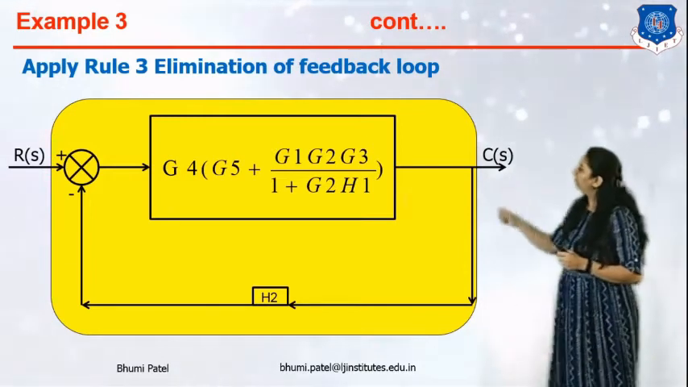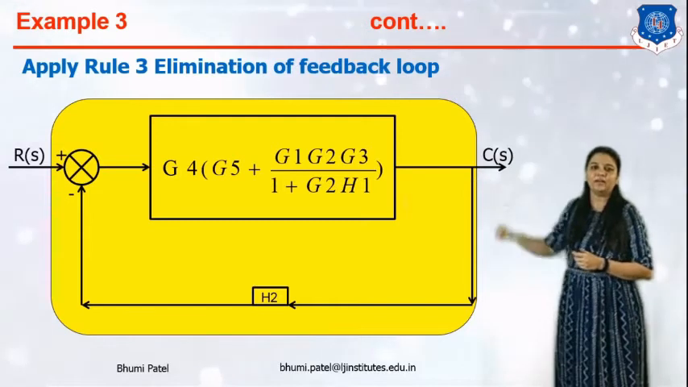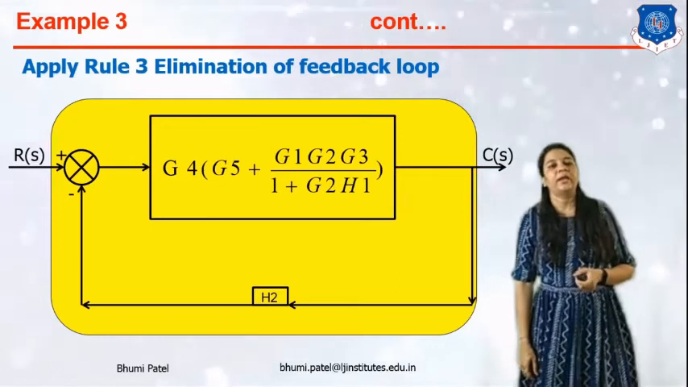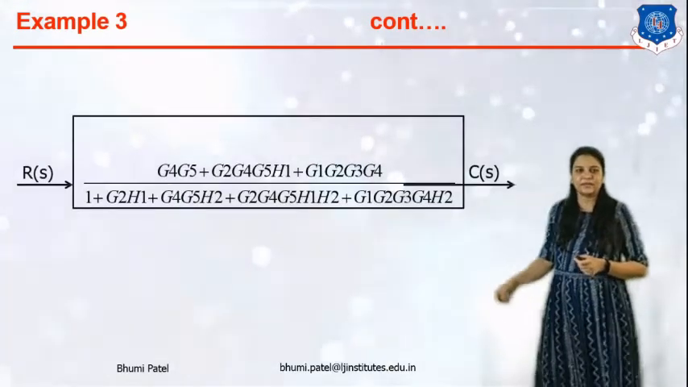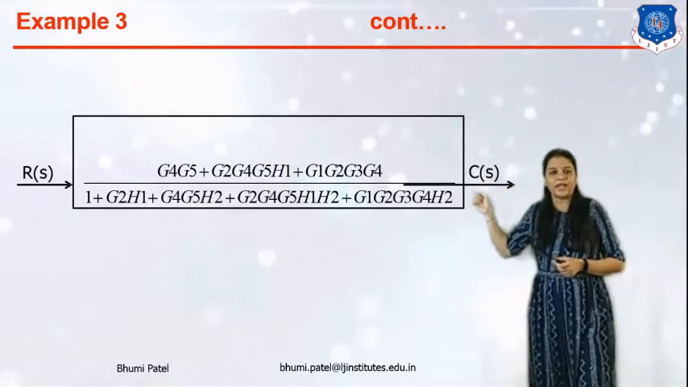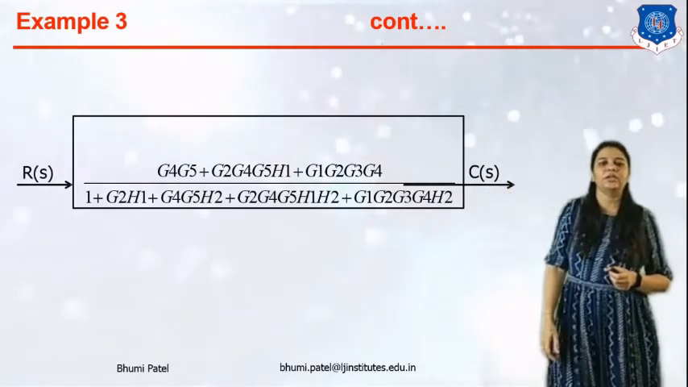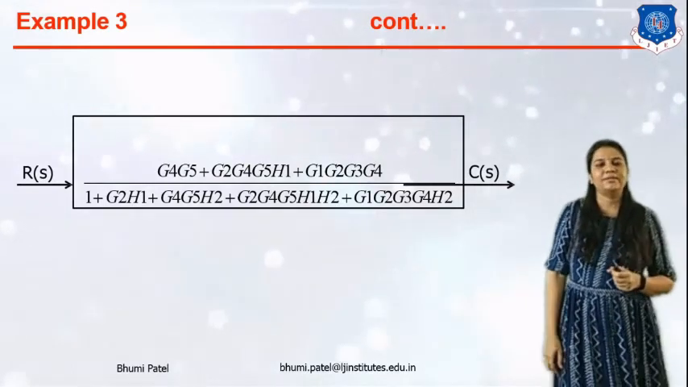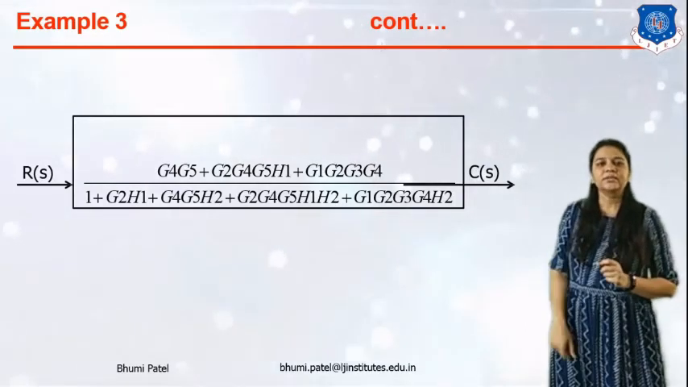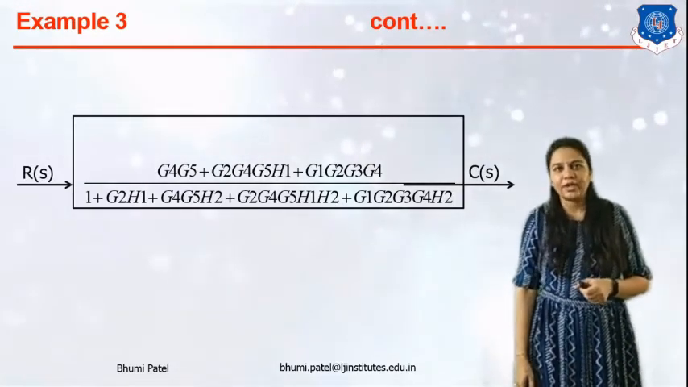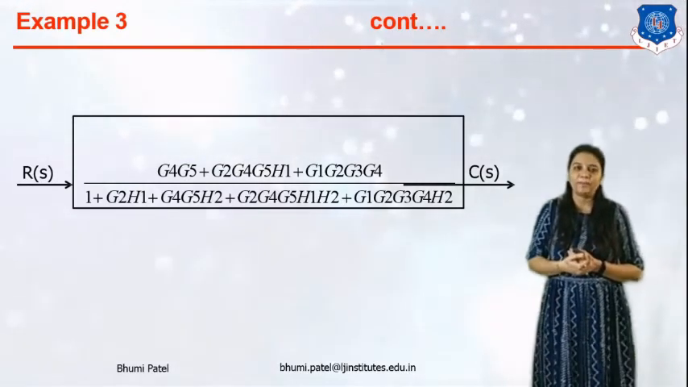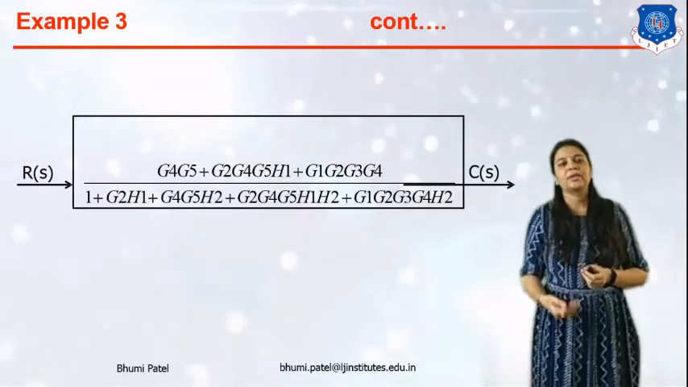So first of all we check the sign of the feedback signal. Here the sign of the feedback signal is negative, so we can get this type of answer, G4 G5 plus G2 G4 G5 H1 plus G1 G2 G3 G4 upon 1 plus G2 H1 plus G4 G5 H2 plus G2 G4 G5 H1 H2 plus G1 G2 G3 G4 H2. This is the simplified version of this block.